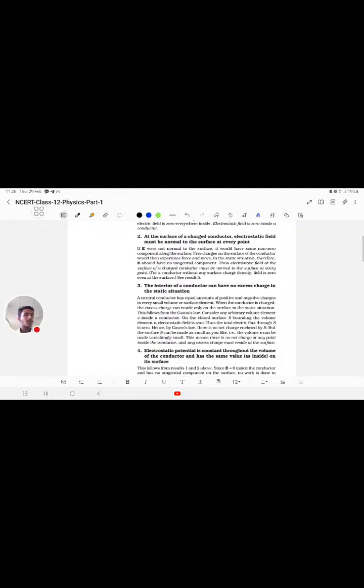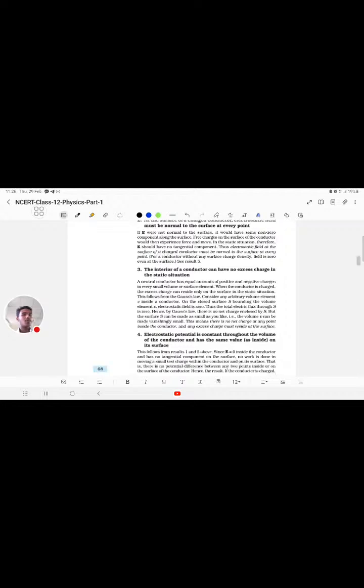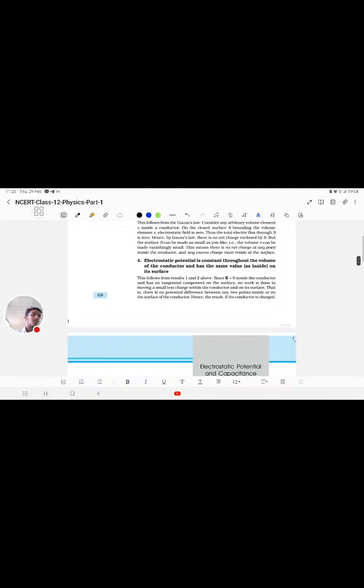But the surface S can be made as small as you like. The volume can be made vanishingly small. This means there is no net charge at any point inside the conductor. Okay. Electrostatic potential is constant throughout the volume of the conductor and has the same value on its surface. So this follows from results 1 and 2 above.